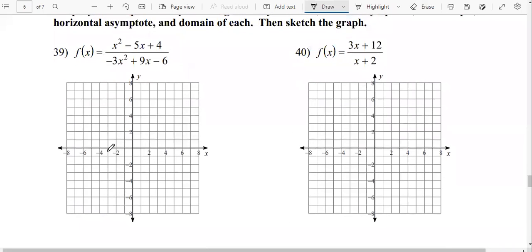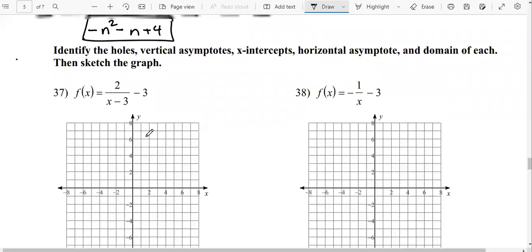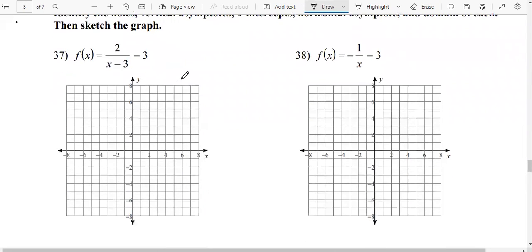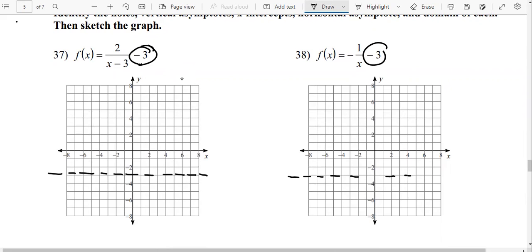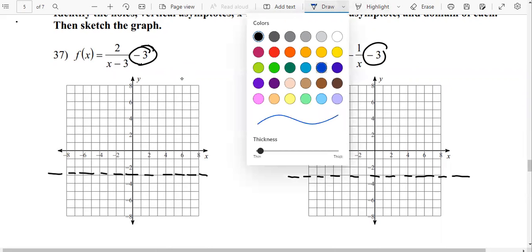37 and 38 are a little different from 39 and 40, in that they're almost written more like polynomials, where they've got this -3 at the end. Both of them have -3s at the end. That is your horizontal asymptote. We're going to work them at the same time. Both your horizontal asymptotes are at -3.